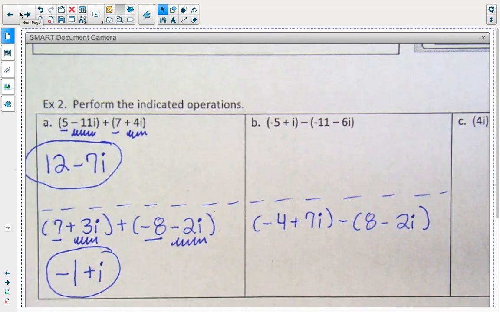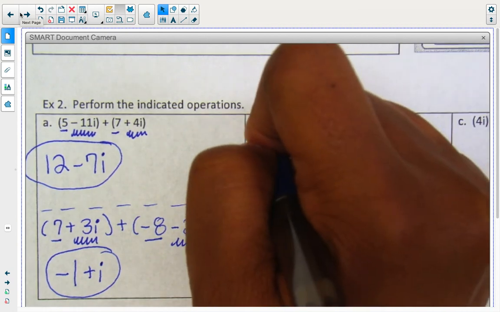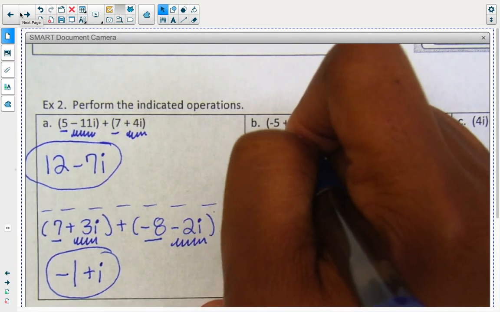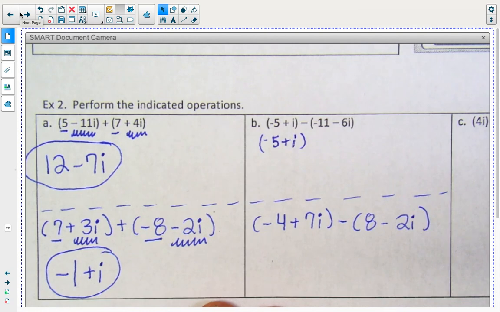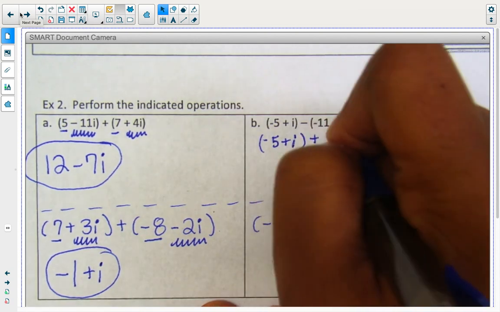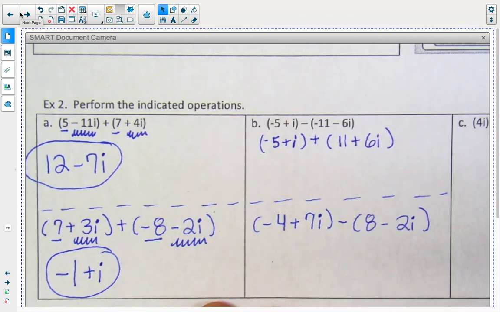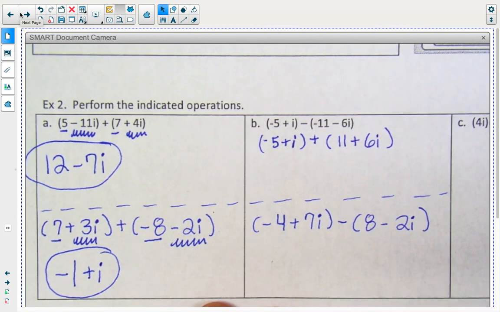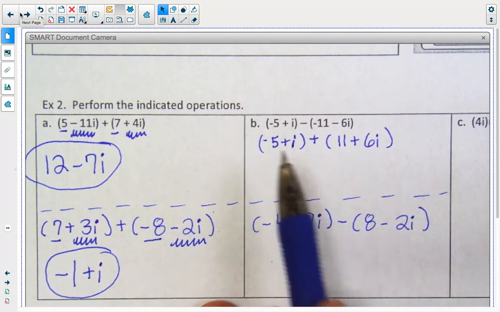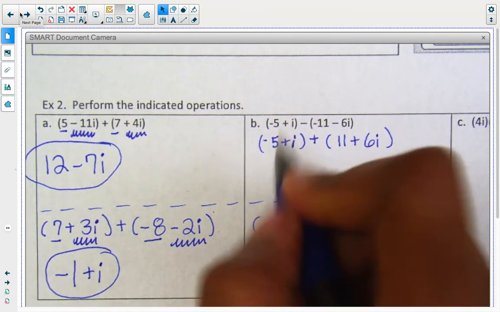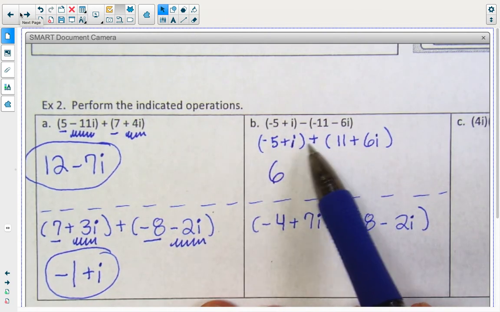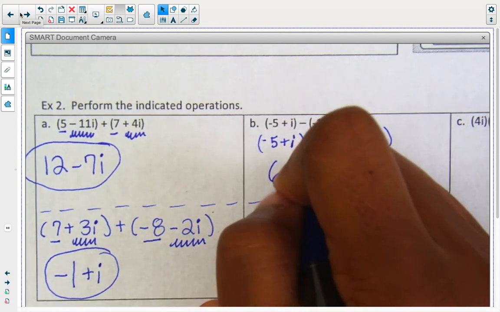Now let's do some subtraction. When we do subtraction, I strongly encourage you to do keep, change, change. So we're going to keep the first one. I just brought it down, change the minus to a plus, and change the sign of everything else. So I did keep, change, change. Now it turns into an addition problem. Negative 5 plus 11 is 6. And i plus 6i is 7i.